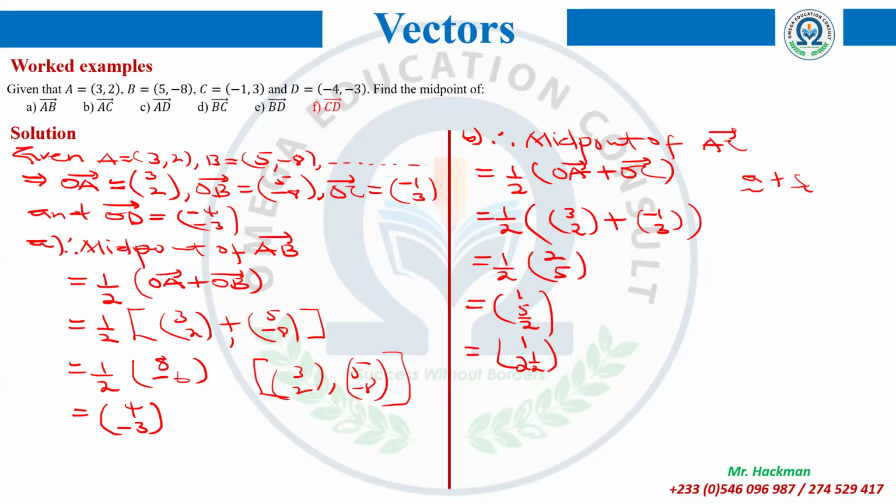Oh, okay, I can see it now. Even with point 1, it's the same thing. With point 1, it will be half of your a plus b, not a comma b. You get it? Yes, please. Only that here you are dealing with vectors, so the a becomes OA, and b becomes OB. That's all. Okay, sir. All right.